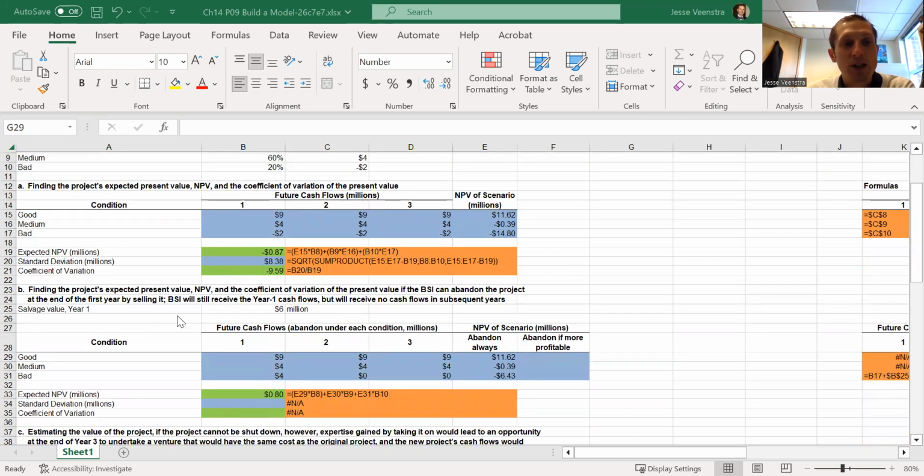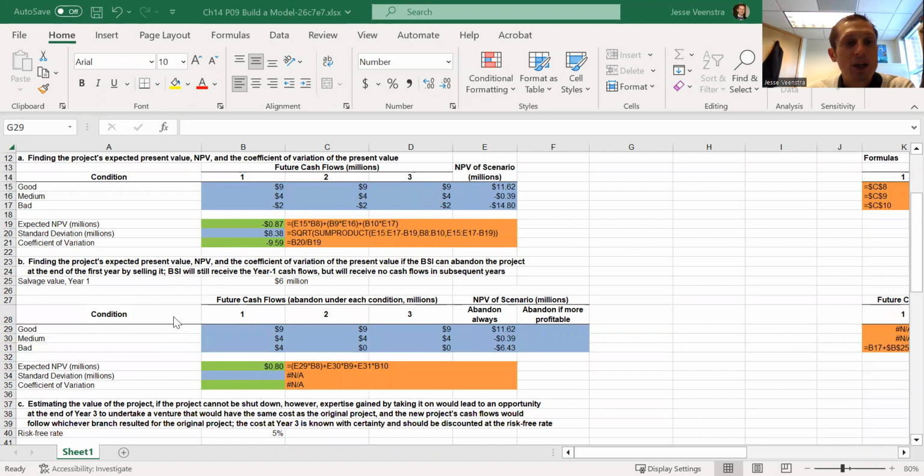Number two is saying we can abandon the project after 1 year and receive $6 million in salvage value. Really, what we're doing here is finding what the net present value of each condition, good, medium, and bad, is if they continue the project for 3 years or if they abandon it after 1 year. And the company would choose the option that has the higher net present value in each scenario.